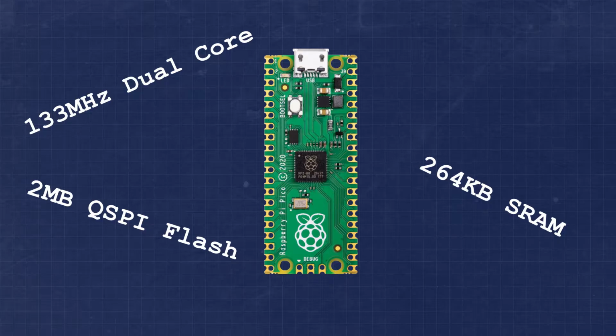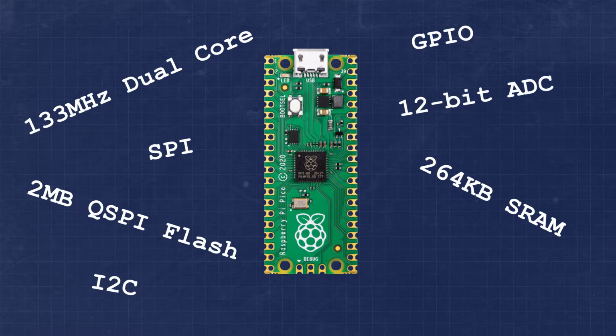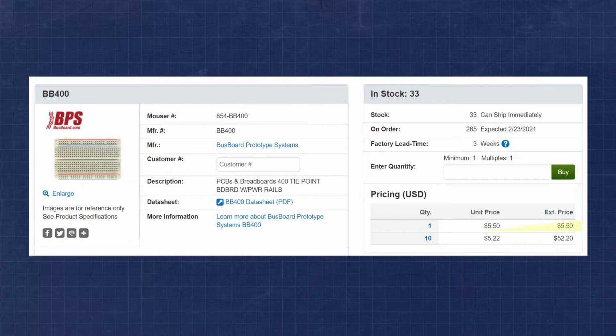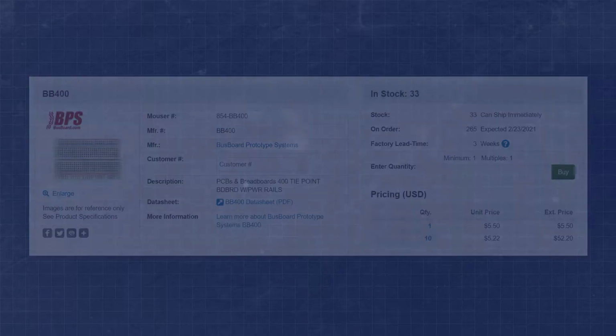of onboard flash memory, and all the usual suspects for peripherals: GPIO, SPI, I2C, 12-bit ADC, PWM, and the list goes on. This development board packs a huge punch for little investment. Heck, a proper breadboard will cost more than this development platform.